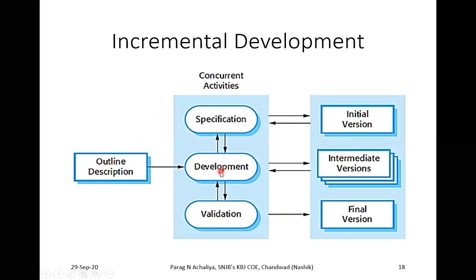The development will be done on the given specification, and while development, the validation will also take place, whether you are going to use the validated data or not. This will be useful for the development process. All these three activities will be carried out concurrently. Concurrently means what? Simultaneously. They are not dependent on each other. This will be done separately, this will be done separately, and this will be done separately.